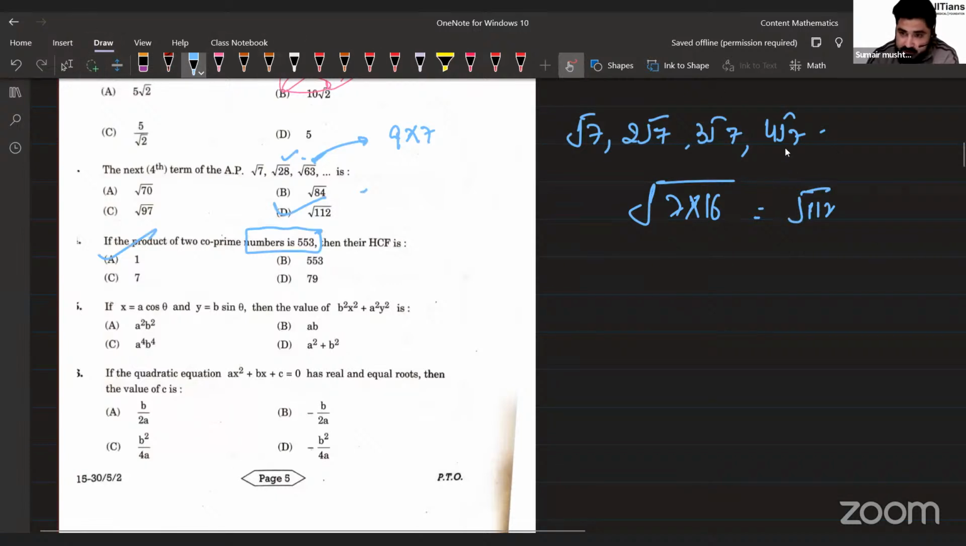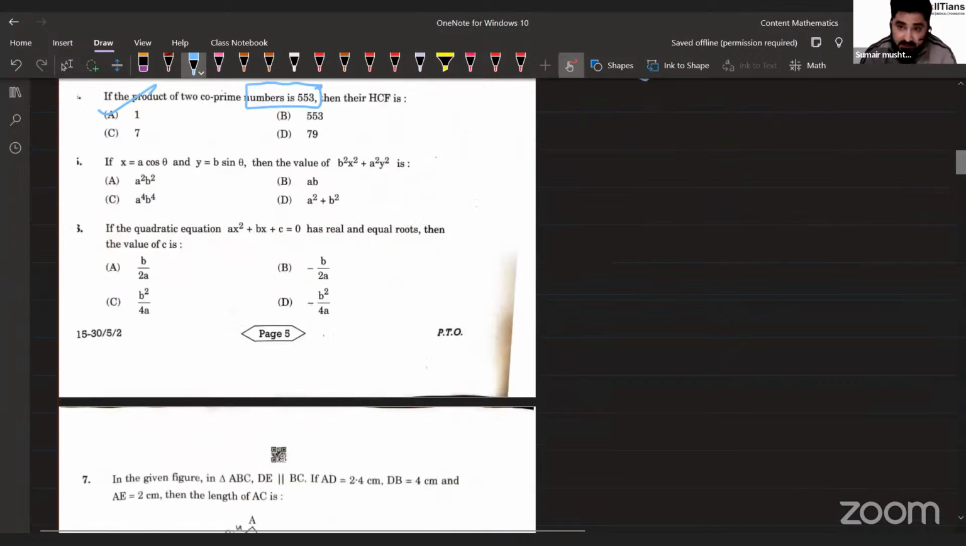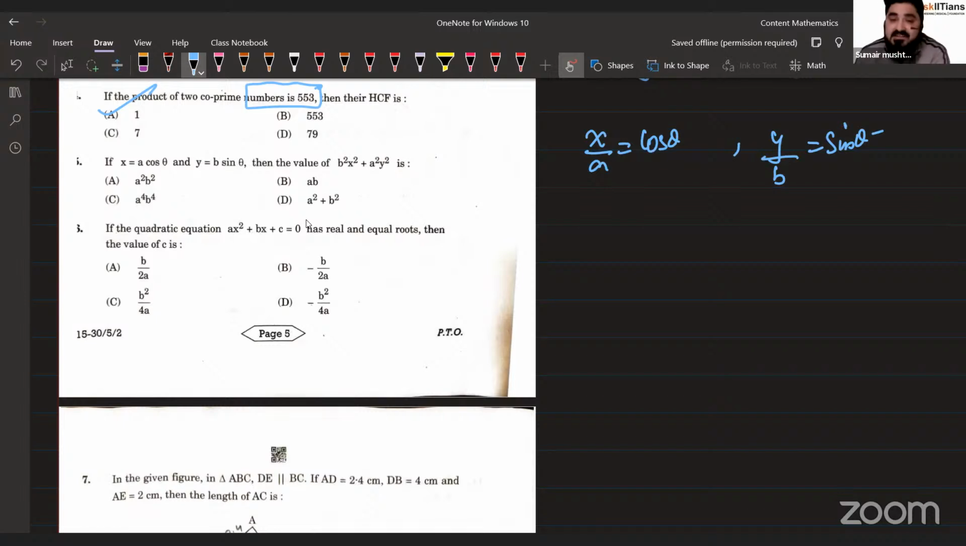Now, if we move to the next question, that's also one of the easiest questions. Very easy question. See, the question given was x by a equal to cos theta, isn't it? y by b is equal to sine theta, right? So you have to find the value of this. As per the question, it itself suggests that you have to take the square of it. So I will say that cos square theta plus sine square theta is equal to 1.